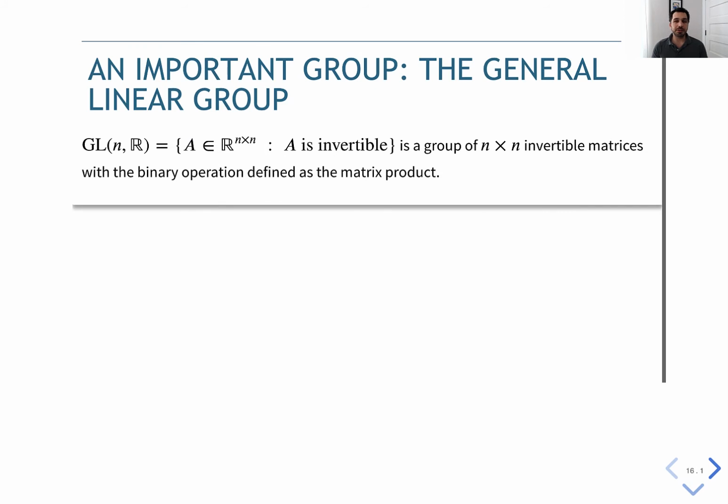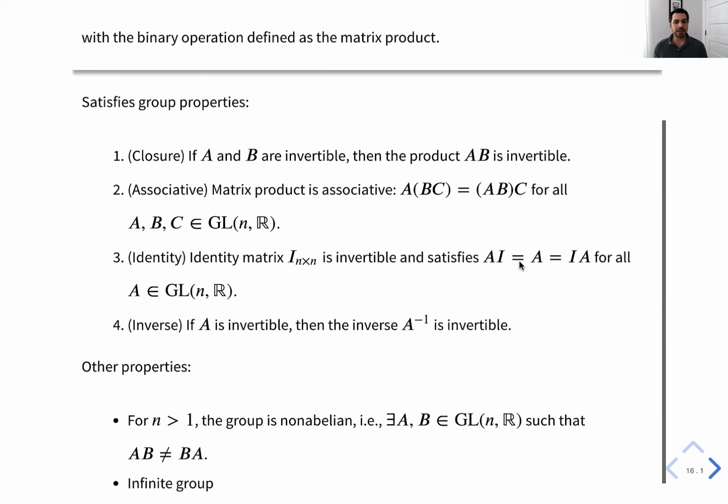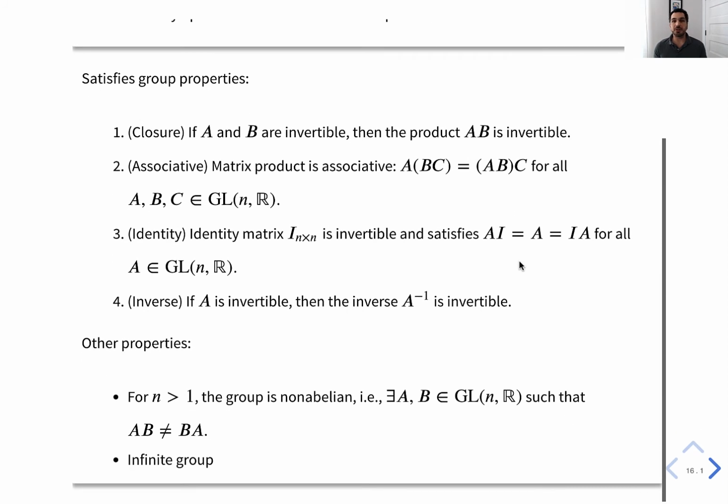A very important group is a general linear group, where the inputs are n-dimensional vectors, and the transformations are n by n invertible matrices. The binary operation here, composition, is the matrix product. And you can verify that it satisfies all group properties. We also note that for vectors of dimension greater than 1, the transformation is non-abelian.